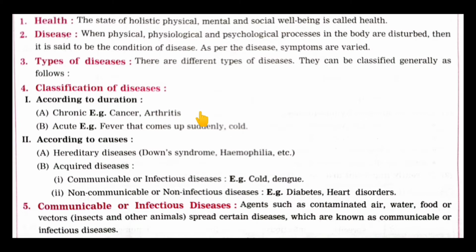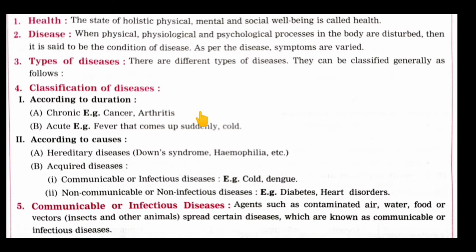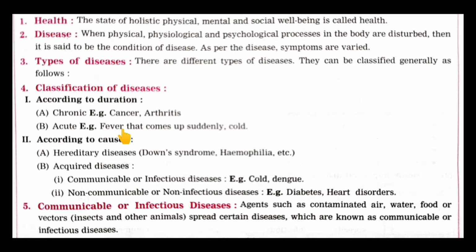Now we will see what are the acute diseases. Acute diseases means the disease which takes a smaller duration as compared to the chronic diseases. These acute diseases take a smaller duration to be cured. Acute disease is cured easily. Sometimes without medicines also these acute diseases are cured. Examples are fever that comes suddenly, or cold.